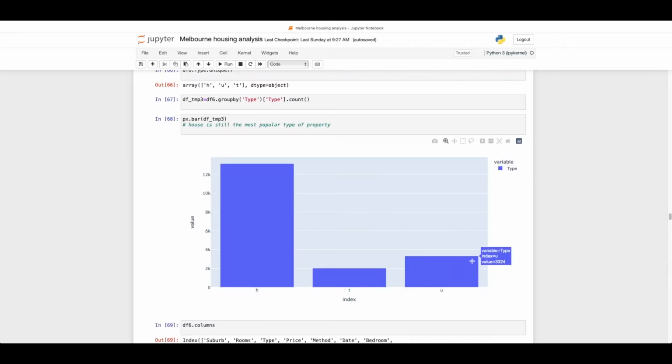Next chart is the types of properties. I basically just count the number of sales among the different types of properties. House is definitely still the most popular type of property. Townhouse is the least, but it could also mean this market has less townhouse supply. But yeah, the townhouse has fewer sales than the houses.